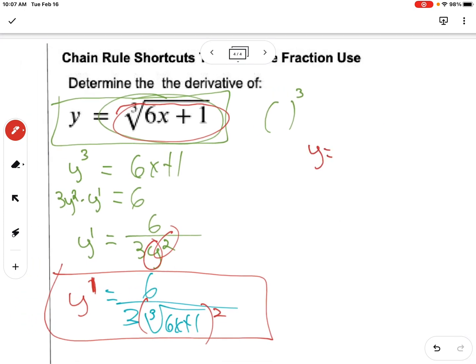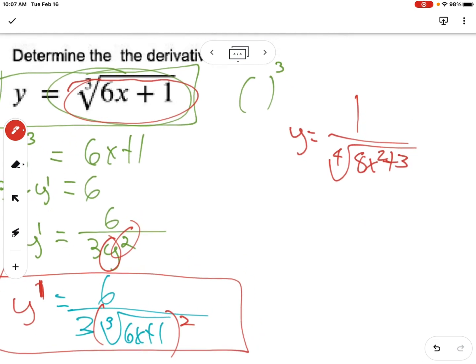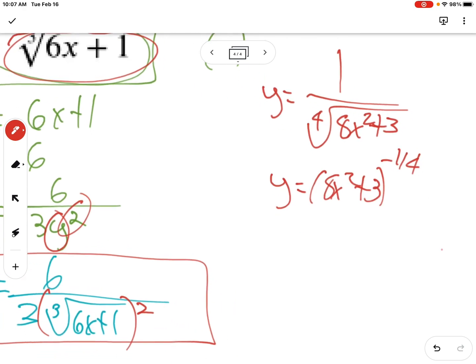So that's helpful when you have, like, here's one that I would try if I were you. Y equals 1 over, say, the 4th root of 8x squared plus 3. Okay, try that. And I guess the first step would be to go y equals 8x squared plus 3 to the negative 1 over 4, and then raise both sides to the exponent of 4. So you'd end up with y to the 4th equals 8x squared plus 3 to the negative 1.